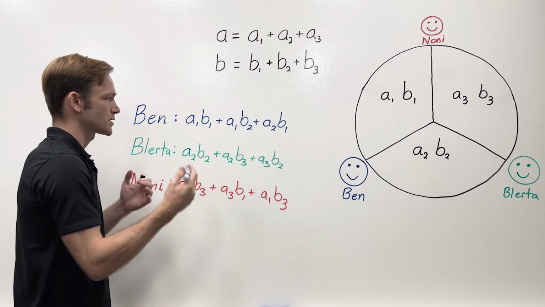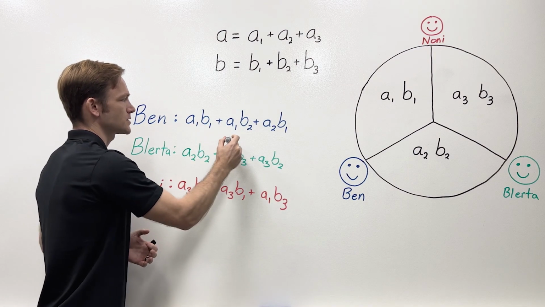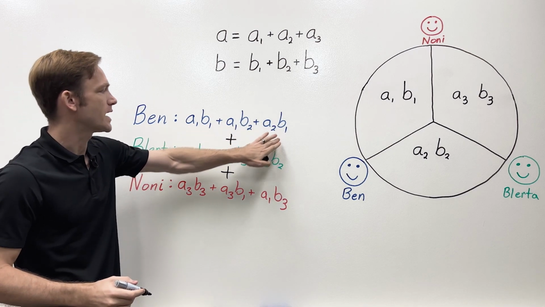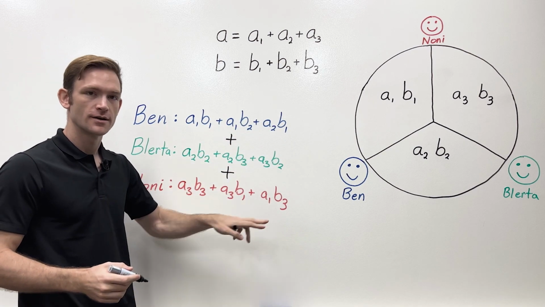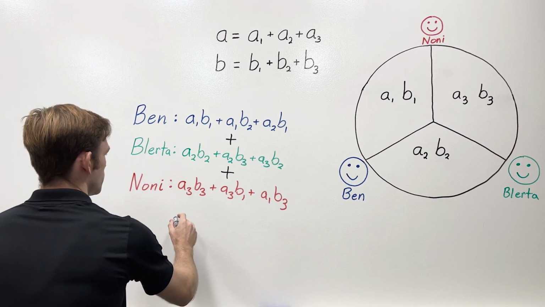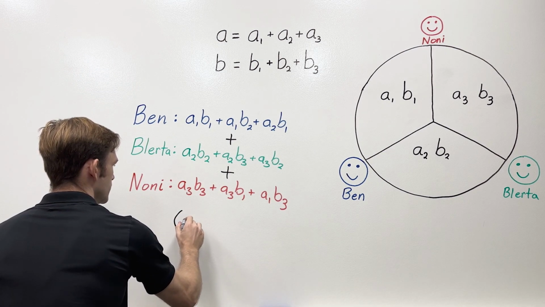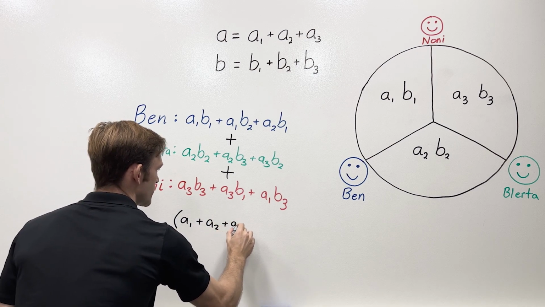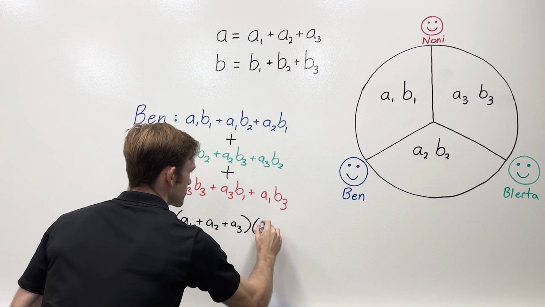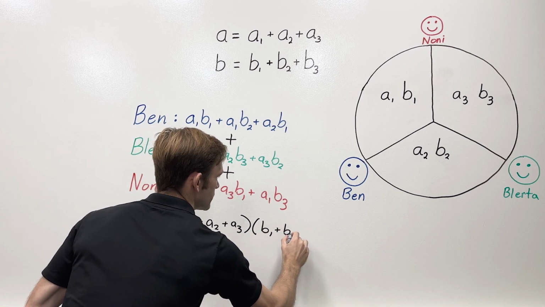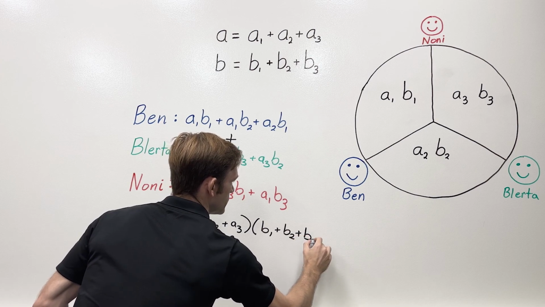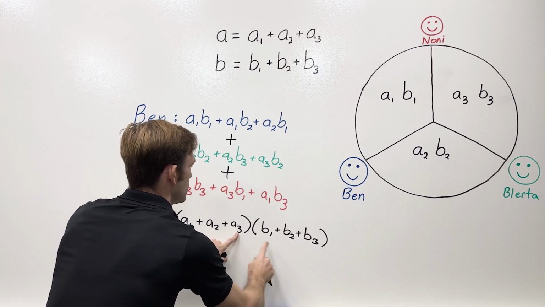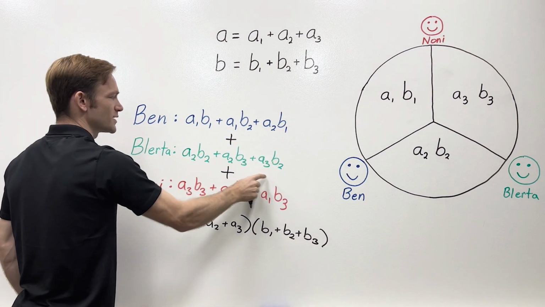This was a secret sharing, so ultimately it was correct to think about it as all of these things being added together. So what are all 9 of these terms added together? Well, because of distribution, that's the same thing as A1 plus A2 plus A3 times B1 plus B2 plus B3. If you worked this out and distributed all 9 of these terms, you would get every single one of these pieces.